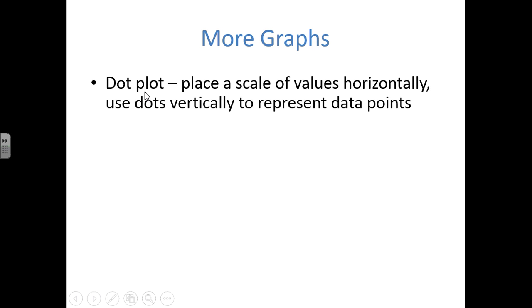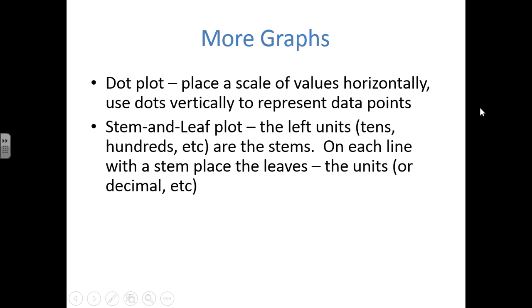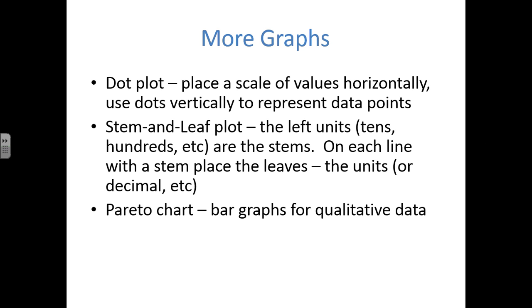A dot plot is not very useful and not very common, but our horizontal scale is the scale of values, and we just put a dot vertically to represent each data value. A stem and leaf is where we take our values and split them up: we put a line where the last digit is, the stem is all the digits to the left of that last digit, and the leaf is the last digit. You again can look at your book to see examples of this, and you'll get more practice with this type of graph in your Minitab lab.